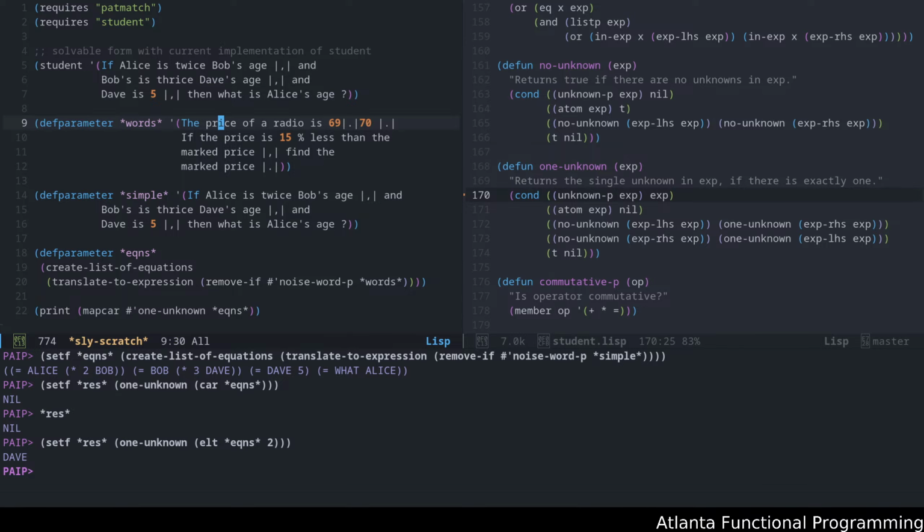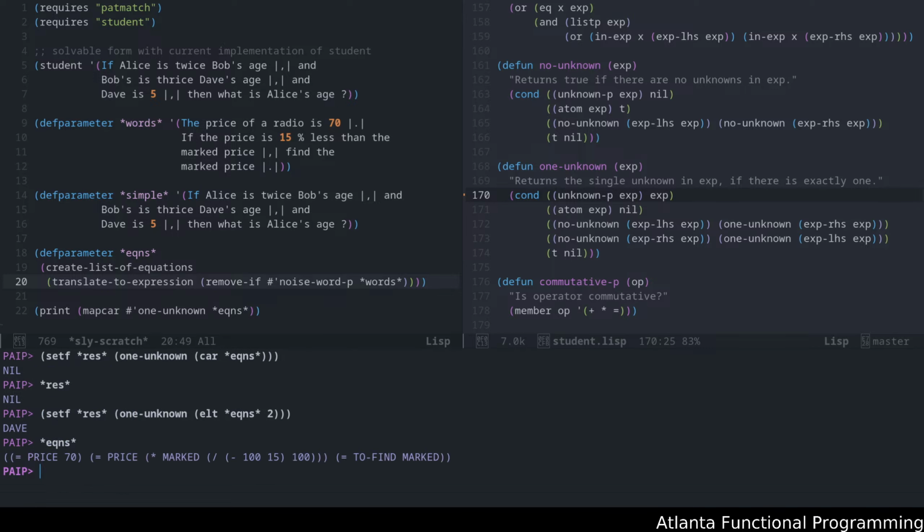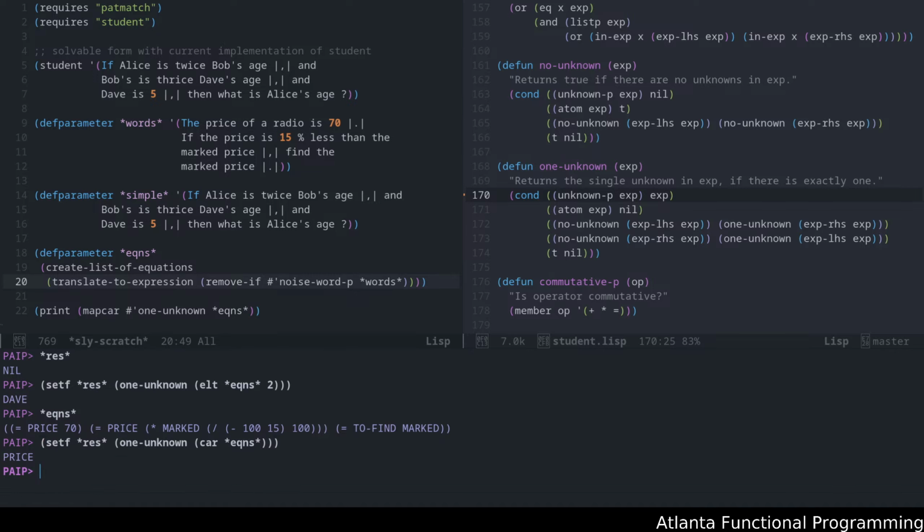Instead of 69.70 cents, let's make this an even $70. Okay. So now our equations have changed to being this. So we now have the following set of equations in our older word problem that we were working on earlier. Okay. So now if I call equations, this should give us price. Okay, so the problem is we need to go and figure out how to handle special characters.